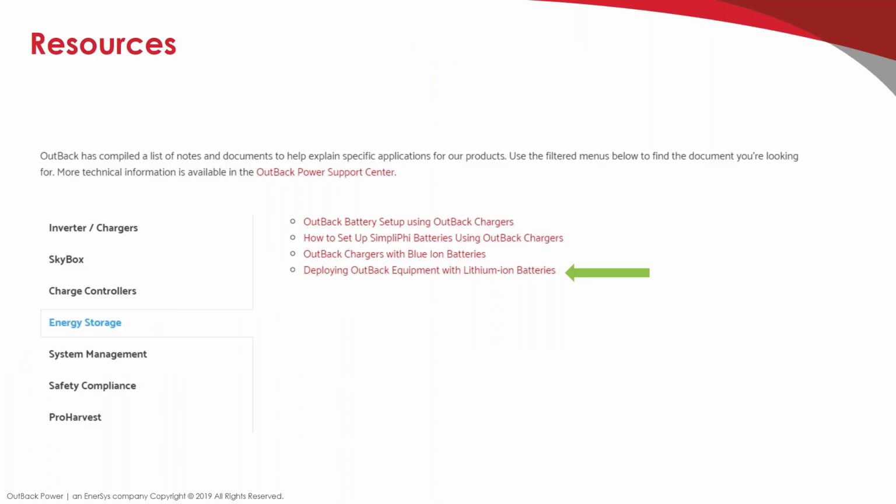So that was just a quick rundown of what we have that is compatible. However, if you want a more complete list to include the firmware versions that you need and things like this, or if you just don't remember because I spoke too fast, you can go to the application notes page on our website, and then you go down to energy storage and click on this link that I have the arrow pointing to here, deploying OutBack equipment with lithium ion batteries.